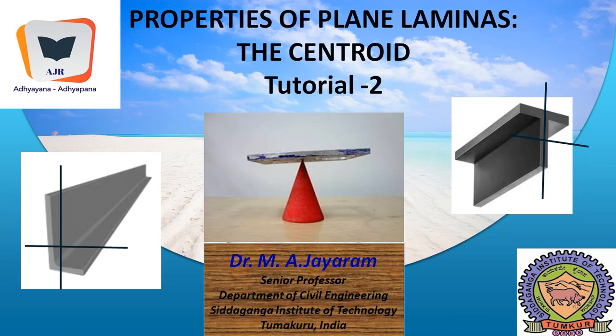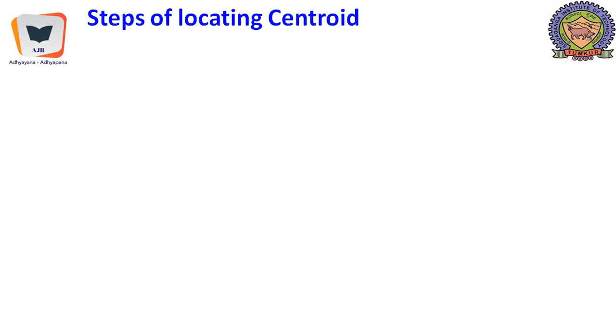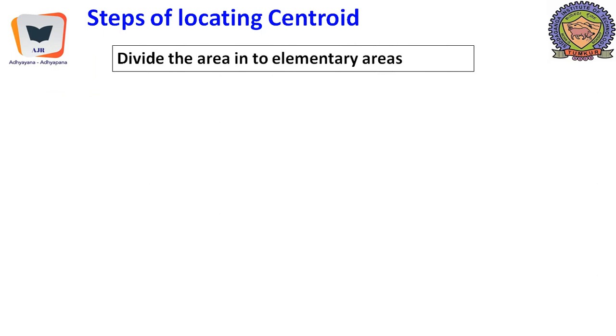Hello viewer, in this tutorial we will continue with the centroid problem, that means locating the centroid of a given plane lamina, that is two-dimensional surface. And we recall our memory regarding the steps of locating the centroid. The first step is divide the area into elementary areas, and this will be necessitated if and only if the area or the plane lamina happens to be composite in nature.